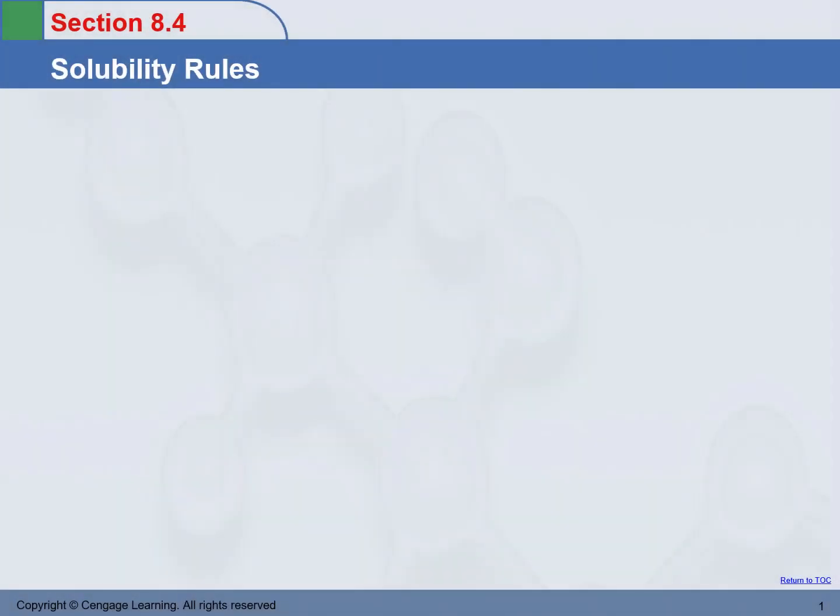Solubility rules. The rules that you use to predict whether something will be soluble or not in a given solvent. The rules for ionic and covalent compounds are different when talking about solubility. So we're going to focus on the solubility rules for covalent compounds first, then we'll talk about the solubility rules for ionic compounds.